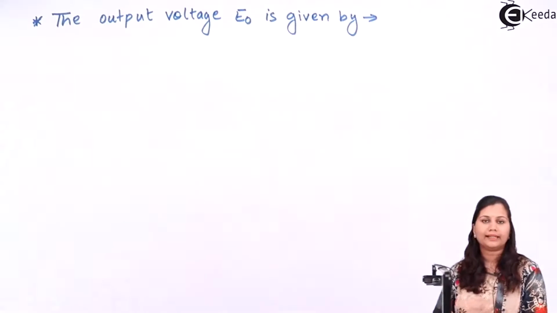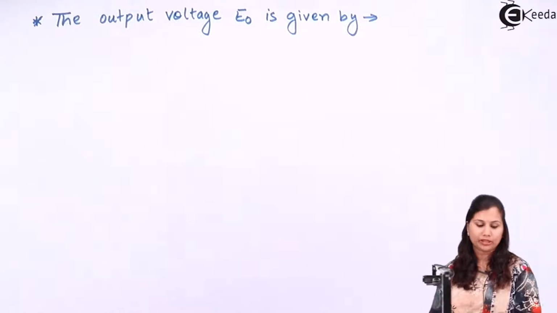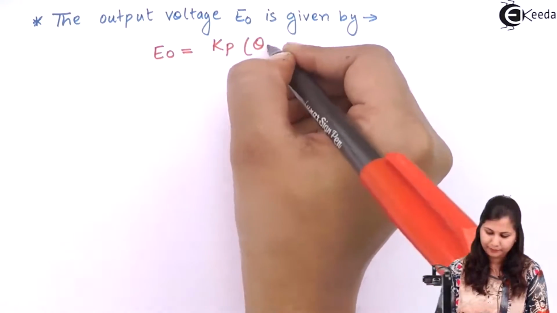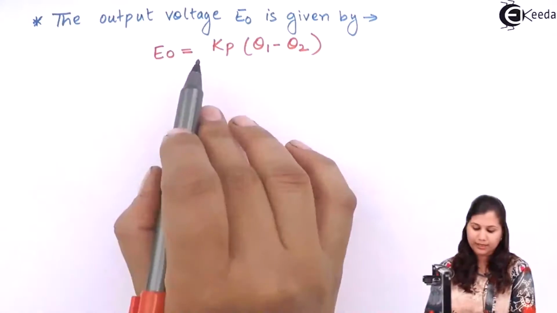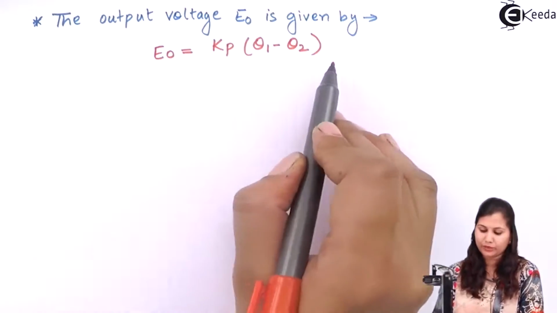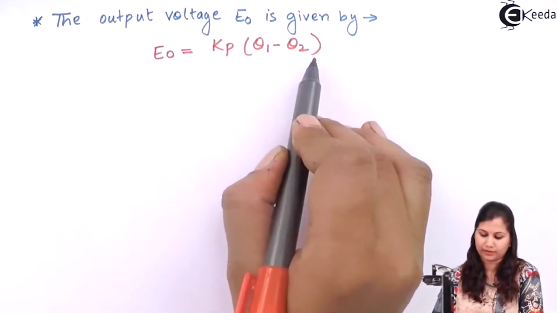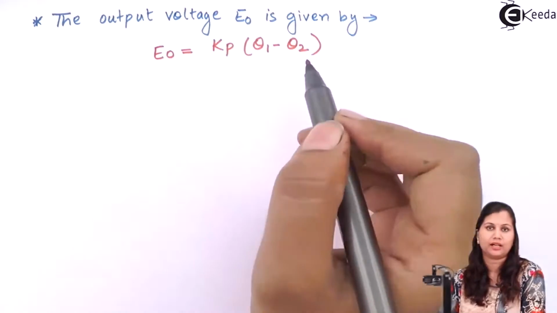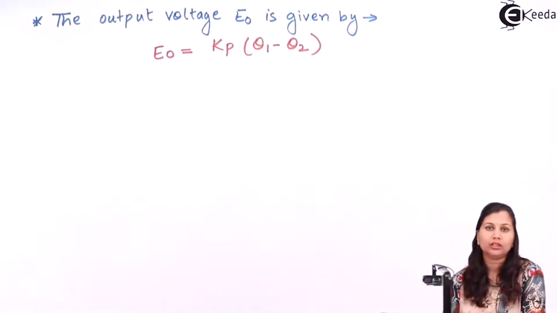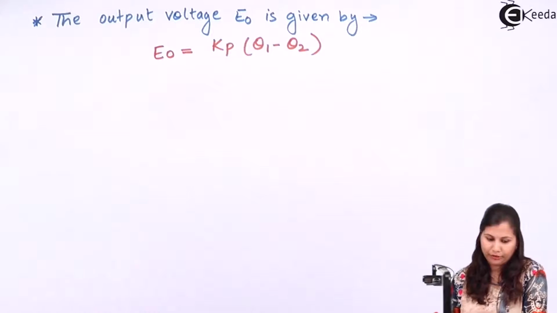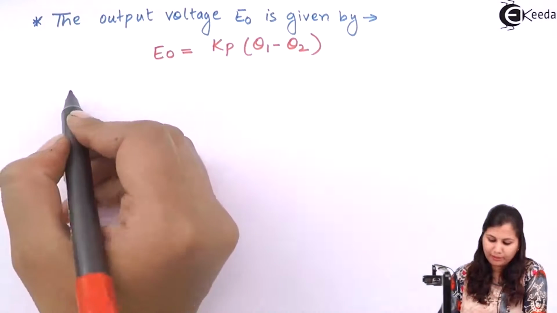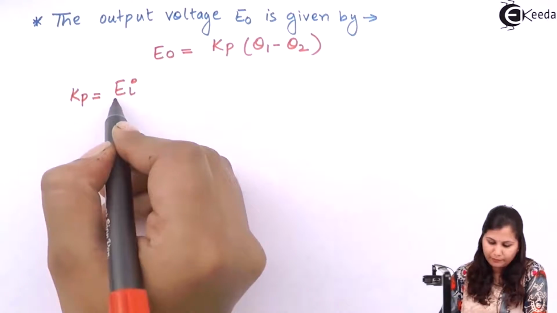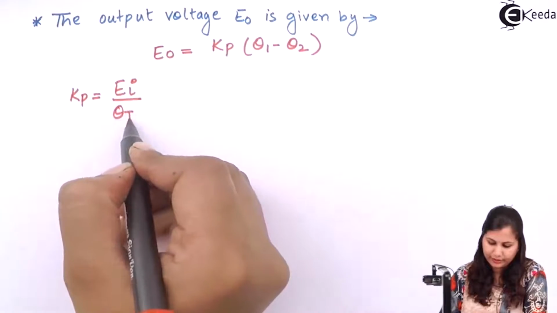So in this double-ended arrangement, this output voltage E naught is given by E naught equals Kp multiplied with the difference of the two positions. This difference gives us the comparison, the comparison of the positions of the two potentiometers. Now this constant Kp is given by the ratio of the input voltage and theta t.